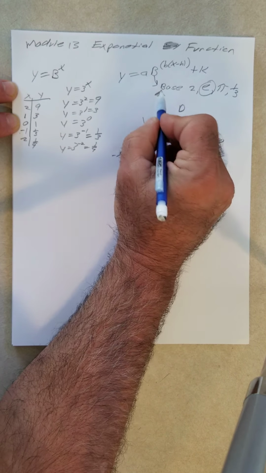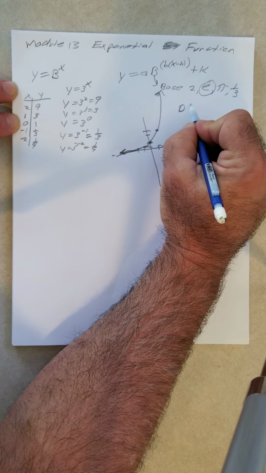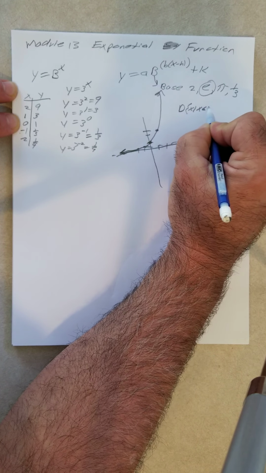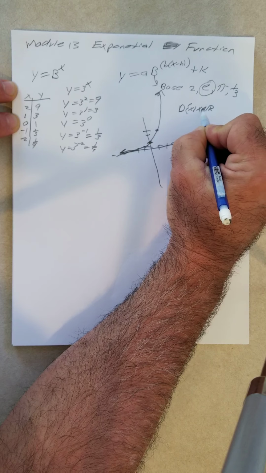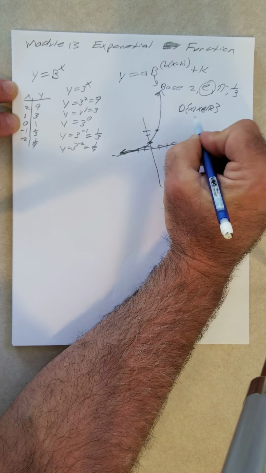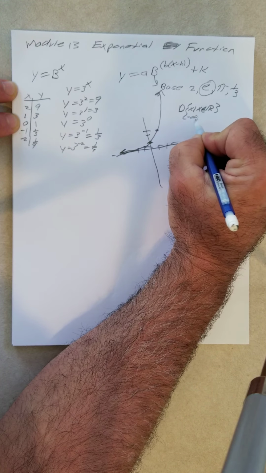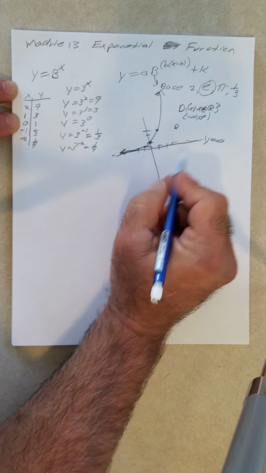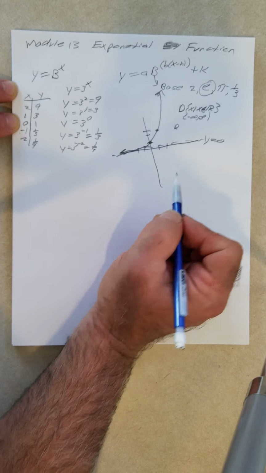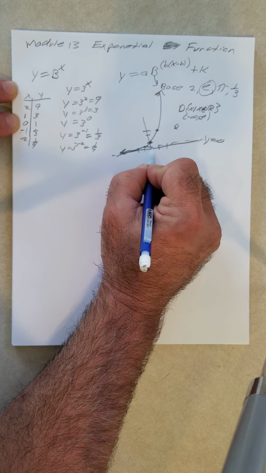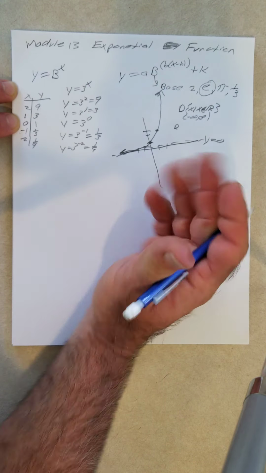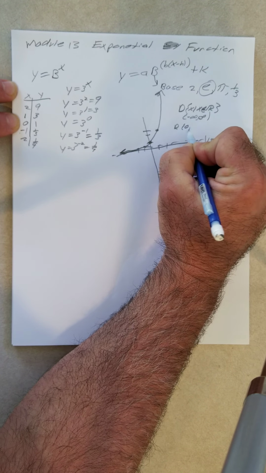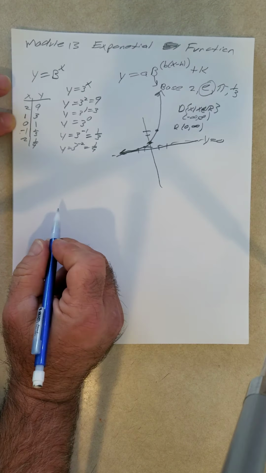The domain, because it's going off in both directions, is unlimited, so it's the set of x such that x is an element of all real numbers, or written in interval notation, -infinity to +infinity. The range is limited by the asymptote, just like we saw with our rational functions, so it's either from the asymptote up, or if it was a reflection, from the asymptote down. So this is going to start at 0, non-inclusive, and go up to infinity.